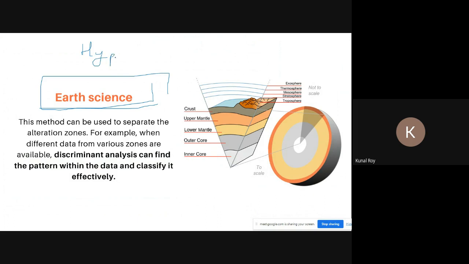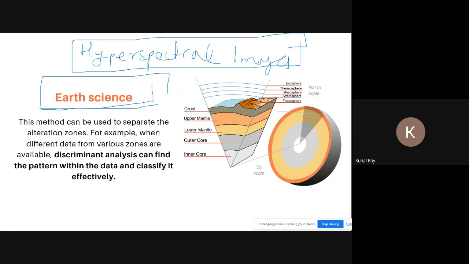Last part, earth science, where this is also used. You will study hyperspectral images in detail; they are very important nowadays. Suppose there is a lower mantle and an upper mantle; you know what the crust, mantle, and core are. If the thickness of the mantle in a particular area is less, the chance of an earthquake is very high. So for calculating or predicting whether an earthquake will take place or not, they also use this discriminant analysis approach.